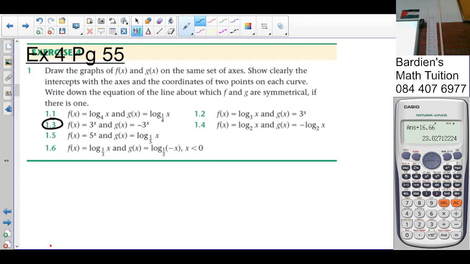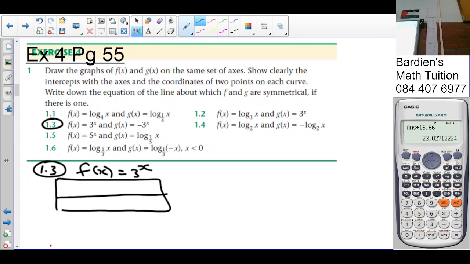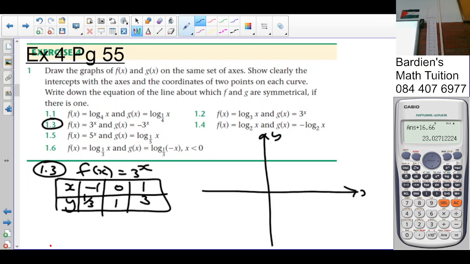1.3. Now in 1.3 I'm not going to change it to the inverse function. Why? Because I'm dealing now with exponential graphs. Not so? So we go straight. We say f of x equals 3 to the x. We choose the following values always when we're busy with inverse functions. Okay, so that's a third, 1 and 3. So we withdraw. Minus 1, 0 and 1. 1, 2, 3.